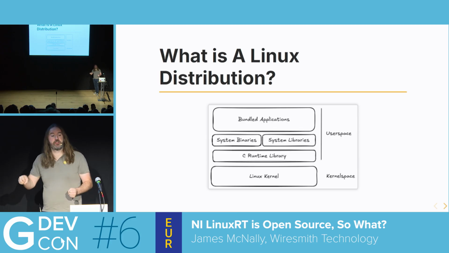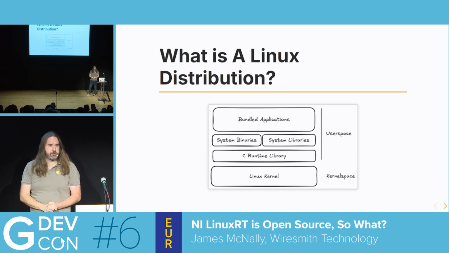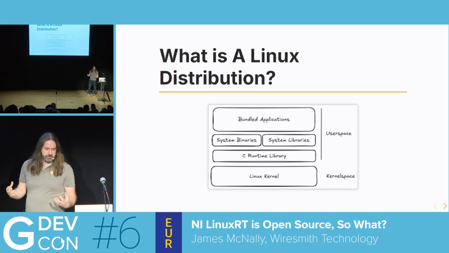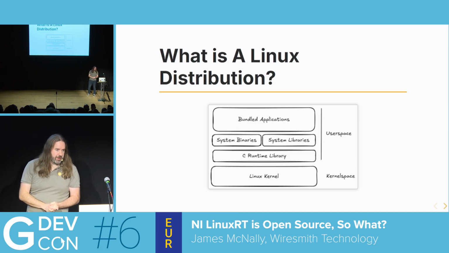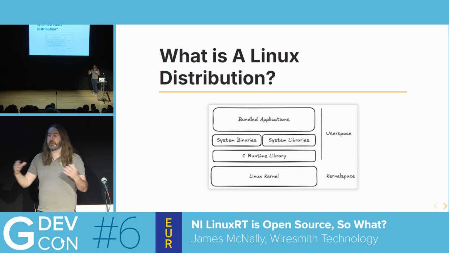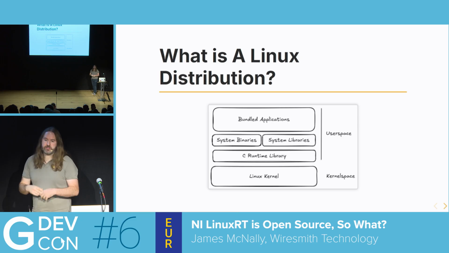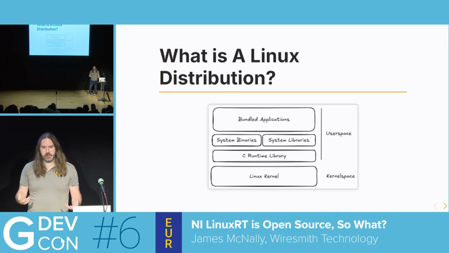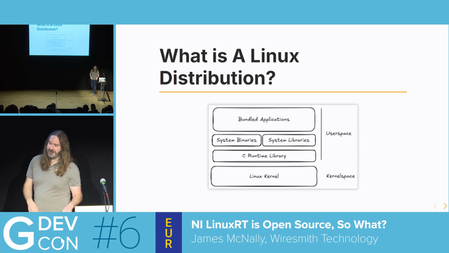What a distribution does is take that kernel and package it up with a whole series of software on top to build an overall environment. The core important part of that is the C runtime library. That's what most software will then interact with the kernel through. On top of that, there'll be system binaries, system libraries, and bundled applications. The reason this distinction is important is, one, you'll find one Linux is not necessarily another Linux. That was one of the problems I had when I first started trying to tinker with LinuxRT.